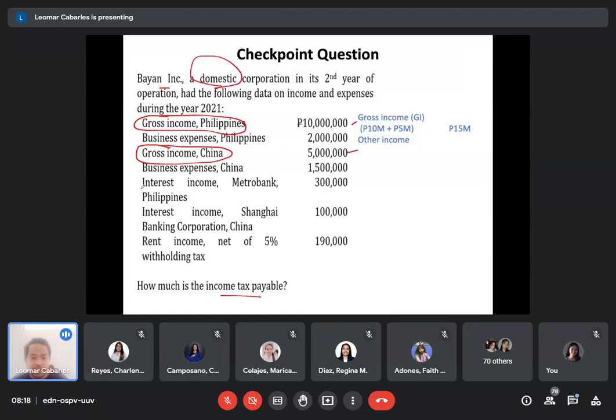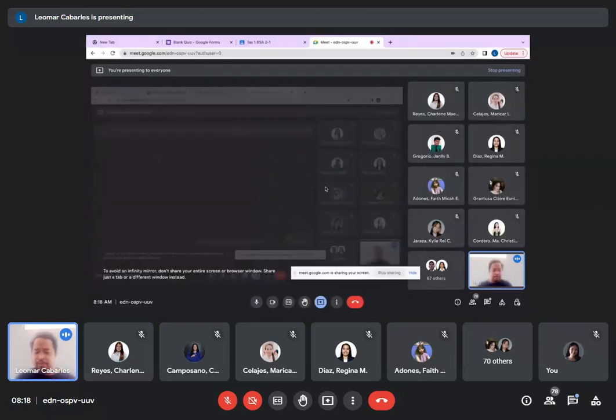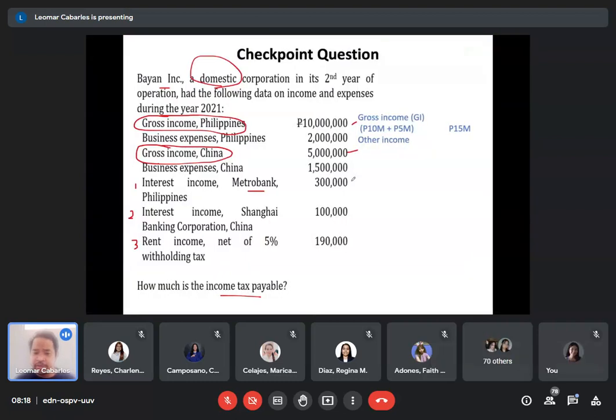Yung mga income pa dito ay number 1, ito, number 2, number 3. Yan. So, sino isasama mo sa other income? Interest income is a passive income. And this one is from Metrobank. Is this part of your other income pa na subject to regular corporate income tax? What do you think? It's from deposit, no? Passive income yan. What's the taxation for the 300,000?